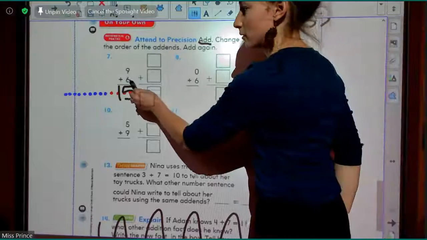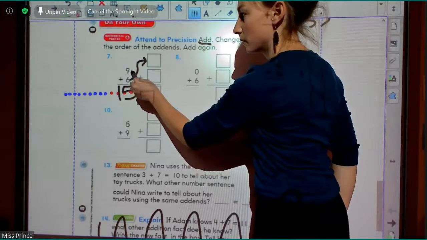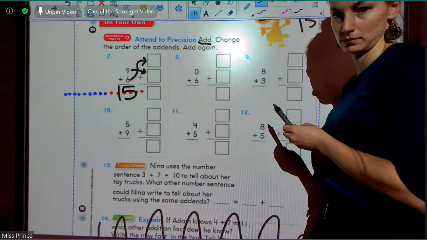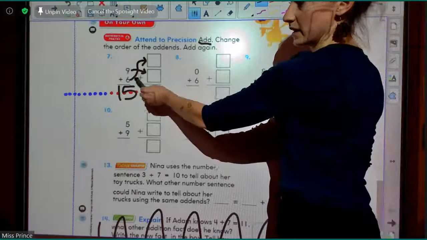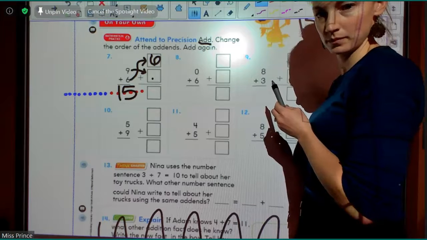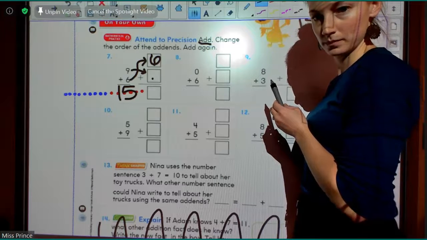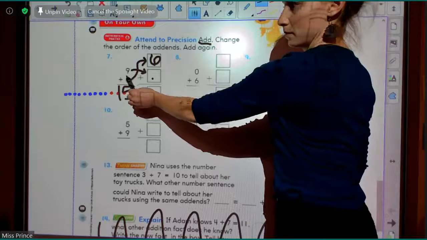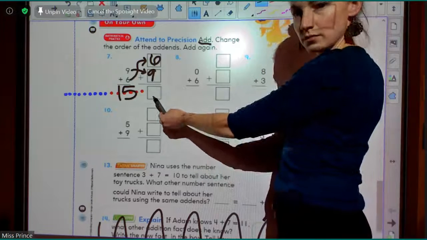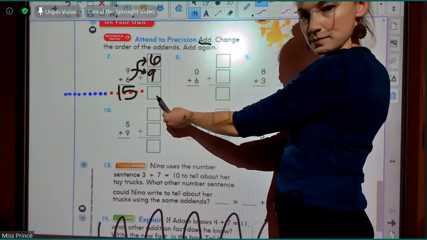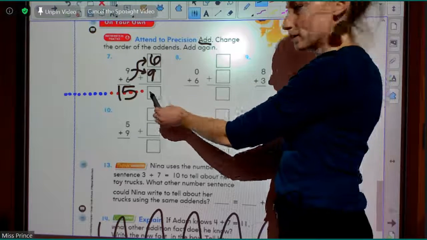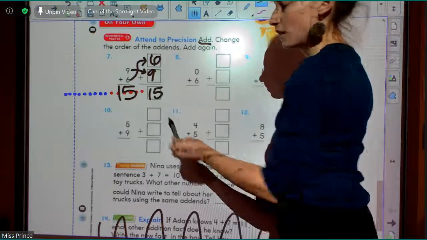So watch what I do. What number is going on top now? 9. 6. What number is going on the bottom? 9. Good job. And our answer doesn't change, so what's our answer? 15. Good job, Samantha.